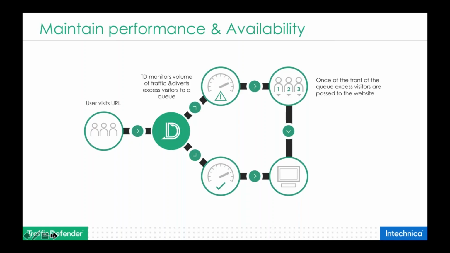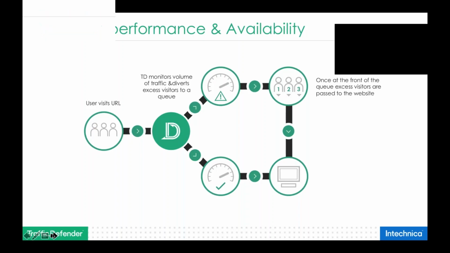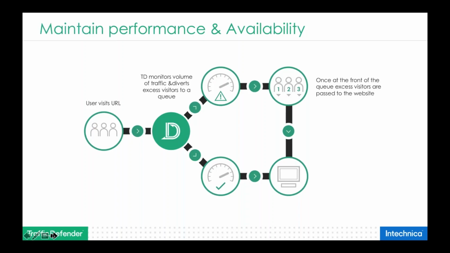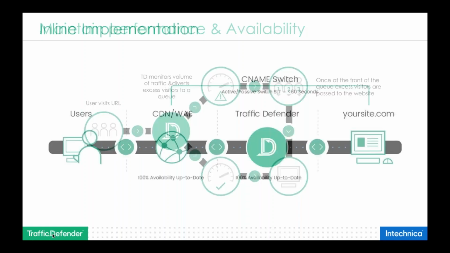Traffic Defender is then there to monitor the flow of traffic, and at the point at which you receive more than you can typically handle, where your site would start to slow down, and obviously performance would degrade and you would see those losses in revenue, or your site would fall down or struggle completely, that's when we divert users into a fair and transparent queuing solution. So certainly something that's there as an option to make sure that no matter what happens, you have complete protection.